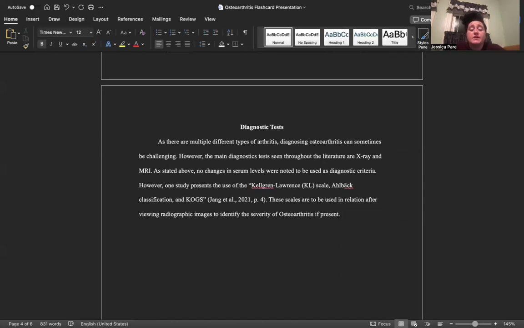As there are multiple different types of arthritis, as we looked at the picture, there was also rheumatoid arthritis, but it's very different. So diagnosing osteoarthritis can sometimes be challenging. However, the main diagnostic tests seen throughout the literature are X-ray as well as MRI. As stated above, there are no changes in serum levels to be used as diagnostic criteria. However, one study presents the use of the Kellgren-Lawrence scale, Ahlbäck classification, and COGS. These scales are to be used in relation after viewing radiographic images to identify the severity of osteoarthritis if present.